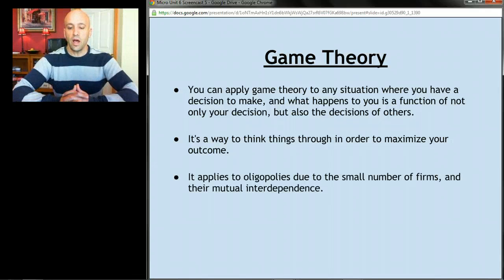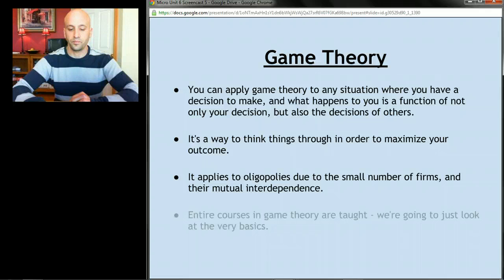So it applies to oligopolies because there's a relatively small number of firms, and again, they're mutually interdependent. So when you're basing your price in the Titan game, you can kind of base that price on what other people are doing because there's only 8 other firms. If you had to make this decision when there were 1,000 other firms, it would be a lot harder, and game theory is a lot less applicable.